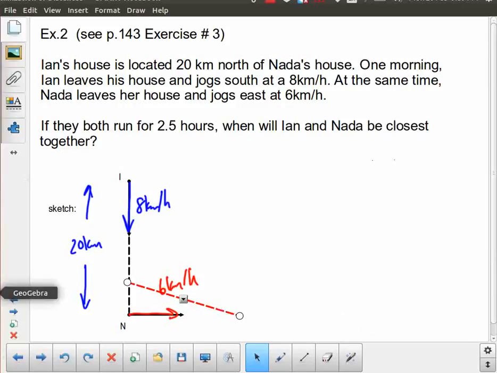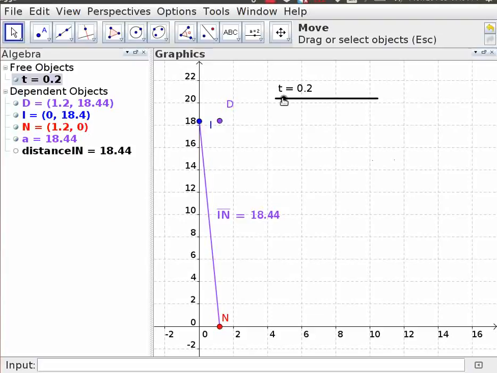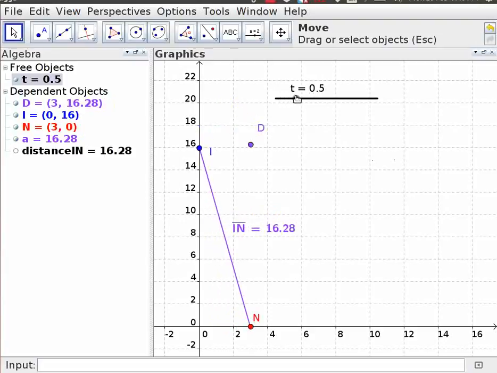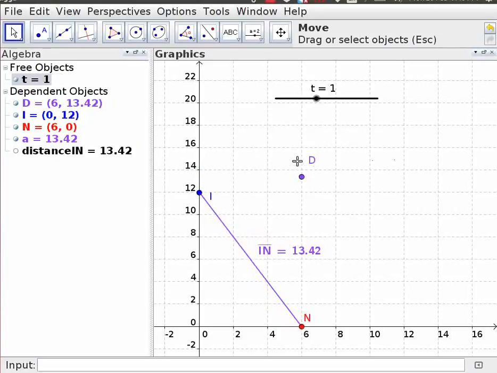And just as I did in the previous question, I put together a little GeoGebra demonstration of this. So here we have Ian up here at the top, and Nada down here at the bottom, and the current distance between Ian and Nada is equal to 20. Now I'm going to grab hold of this slider which represents time. It starts off with t equals 0, and as time progresses, you can see Ian is moving south. Let's put t at 1. Ian's moving at 8 kilometers per hour, so Ian went from 20 to 12, covering a distance of 8 kilometers.